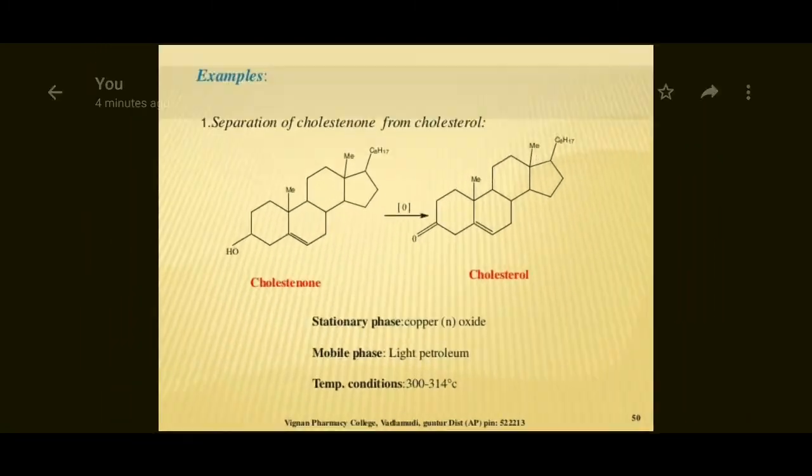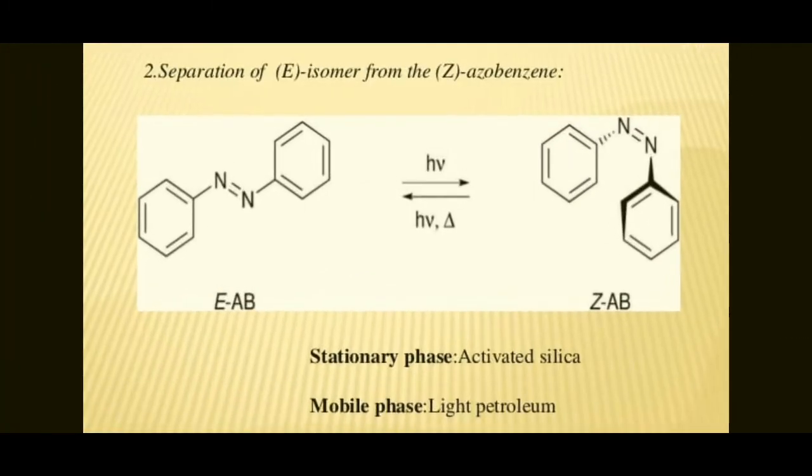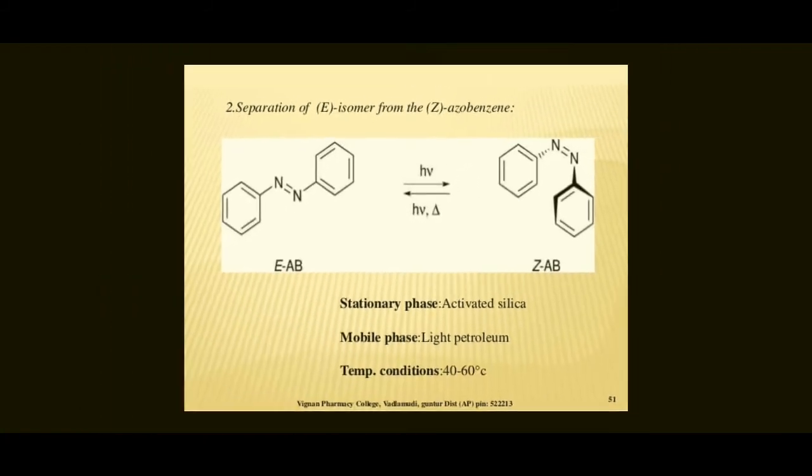Separation in column chromatography. Students, next is the separation of the E-isomer from the Z-azobenzene. The E-isomer, E-AB, converts in a reversible process, and at higher temperatures and thermal conditions it converts to Z-AB. So E converts to Z. Okay, so the stationary phase is activated silica and the mobile phase is light petroleum.